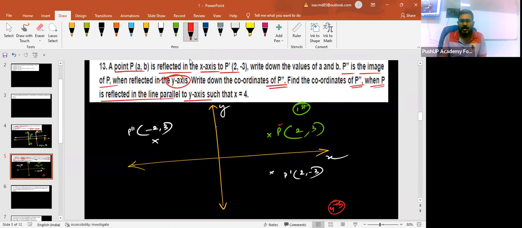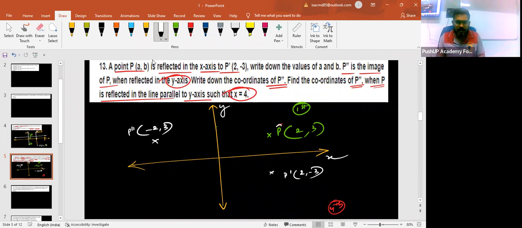Then find the coordinates of p double dash when p is reflected in the line parallel to y-axis such that x is equal to 4. Listen to this part, children. Find the coordinates of p double dash. Now, what is p double dash? It is the image when p is reflected in the line x is equal to 4.